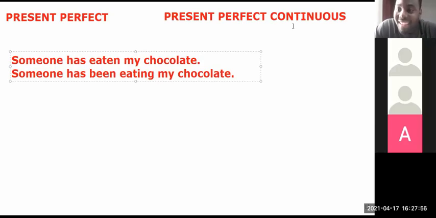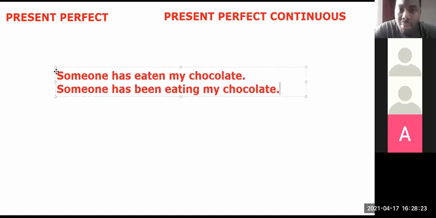So what if someone ate my chocolate in the past? Why didn't you just say someone ate my chocolate? Why have you said someone has eaten my chocolate? Maybe I'm not sure of it. Maybe I'm lost. I don't know. You're not lost. You're right there. And this is a confusing bit of the present perfect, for most Turks, because in your language you don't have exactly anything like this.